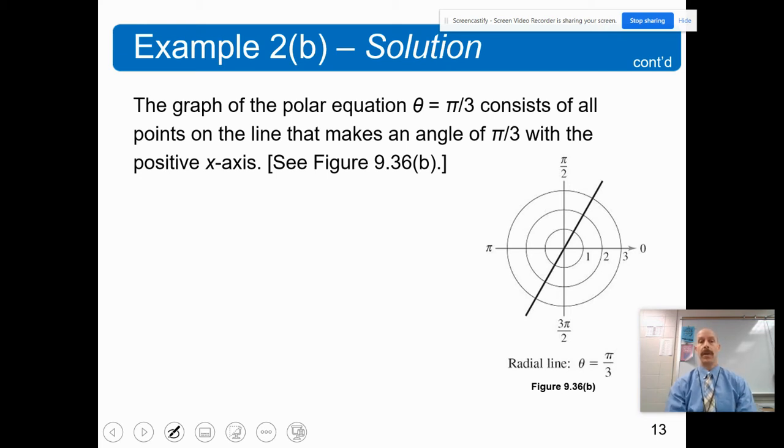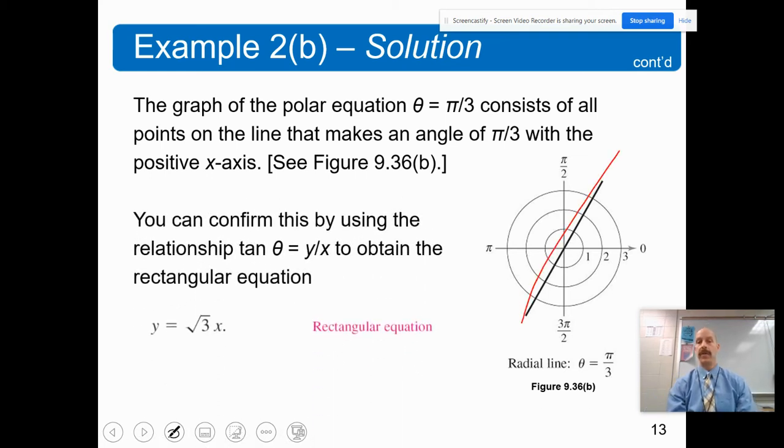B, now we're going to look at the graph of the polar equation, theta equals pi over 3. So this is all the points that have a theta of pi over 3. So the angular measure from the pole is going to be pi over 3. So this is going to be this diagonal. And if we want to convert this to our rectangular system, again, we're going to use our relationship right here. Tangent theta is equal to y over x. And so we're going to get y equals square root of 3 times x, because tangent of pi over 3 is radical 3.